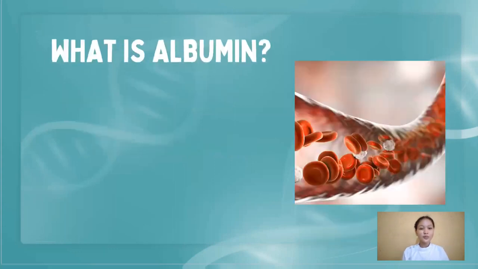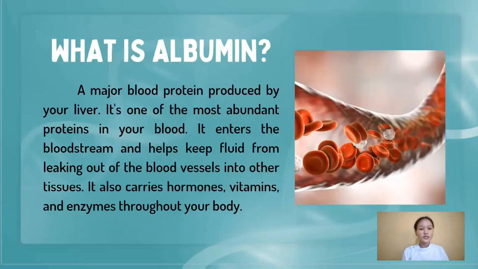What is albumin? Albumin is a type of protein that the liver makes. It is the major blood protein produced by the liver that enters the bloodstream and keeps fluid from leaking out of the blood vessels into the other tissues. It also carries hormones, vitamins, and enzymes throughout your body. Albumin makes up more than half of the total protein present in serum.